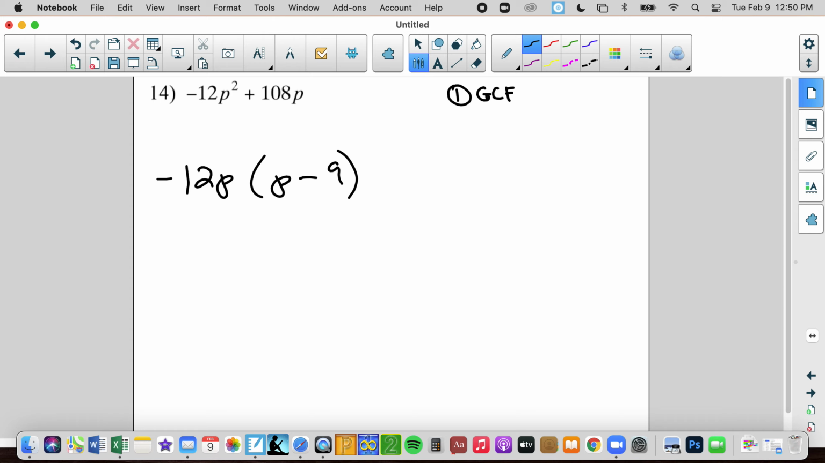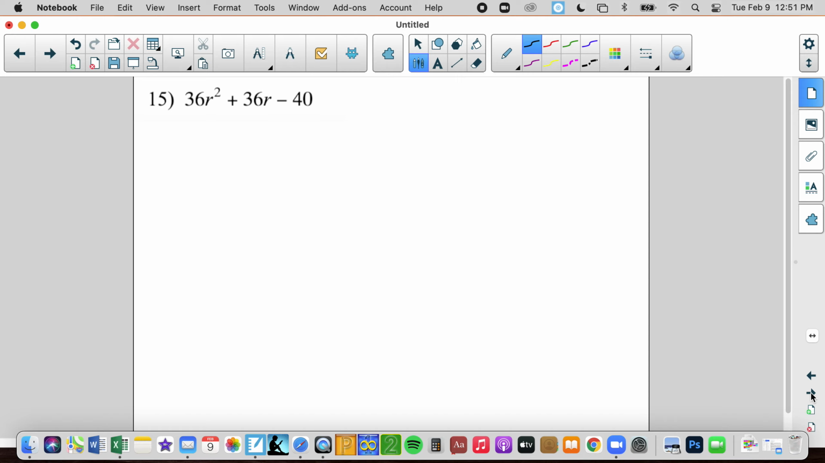Notice I took the time at the end to check my answer. It takes you 2 seconds to do it back out to make sure that when you have your negatives that they make sense. This is not the difference of squares because p is not being squared. So that is all you can factor that binomial.